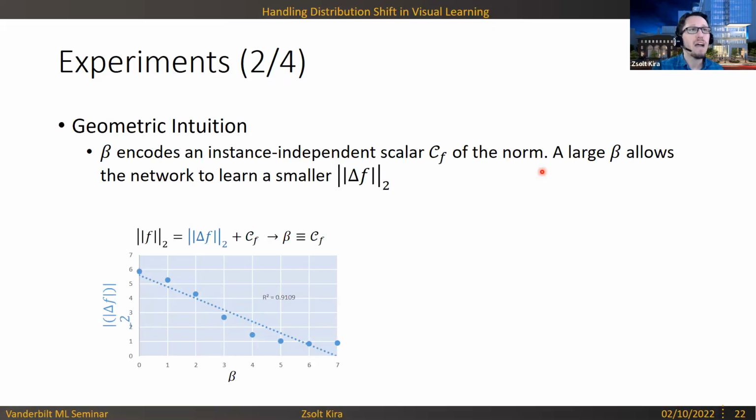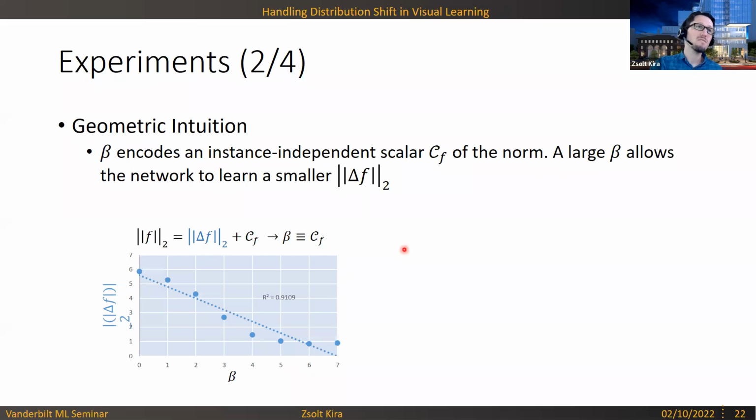And so, for example, we've validated the fact that this beta, which corresponds to this instance independent factor for the norm, actually does allow the network to learn a smaller norm that's, again, more sensitive to out of distribution data. And the way we do this is we just vary the beta manually. So we don't make it a learnable parameter, we just vary it manually. And we show that indeed the neural network tends to learn high norms. If we have no beta, then it learns really large norms on average. And if we progressively make beta more aggressive, then it can learn feature spaces that have smaller and smaller norms.